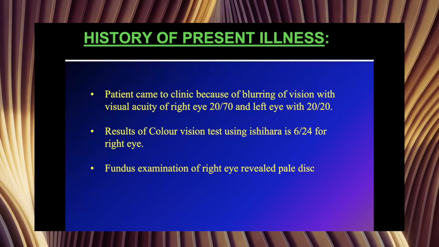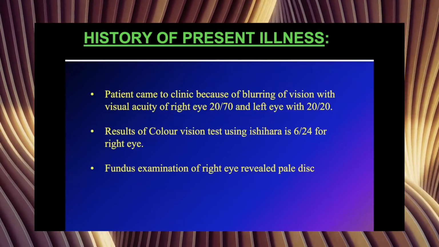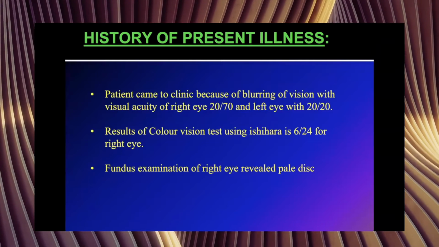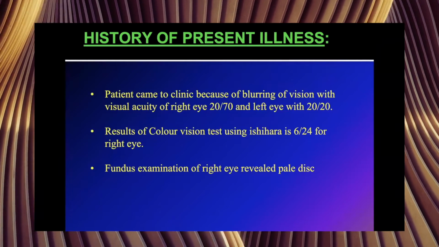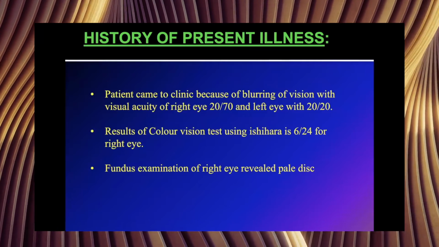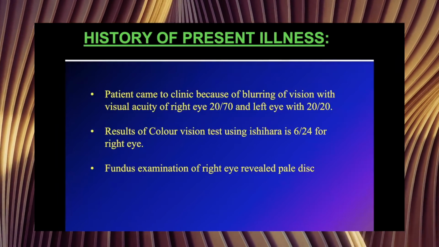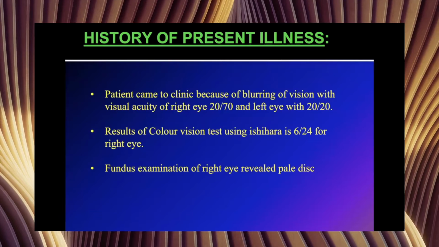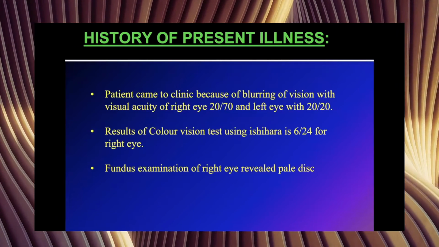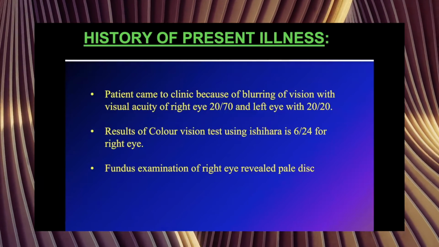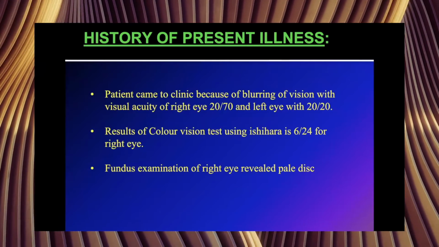History of present illness includes patient came to the clinic because of blurring of vision with visual acuity of right eye 20/70 and the left eye with 20/20. The results of color vision test using Ishihara is 6/24 for the right eye. Fundus examination of right eye revealed pale disc.